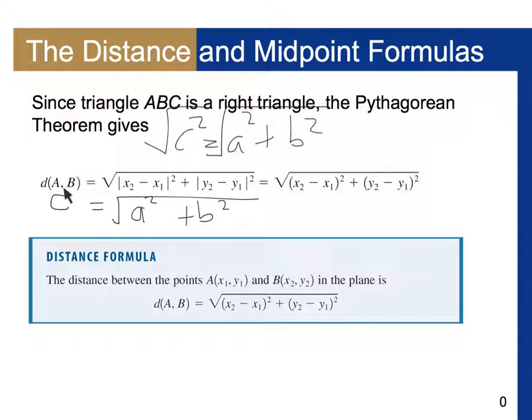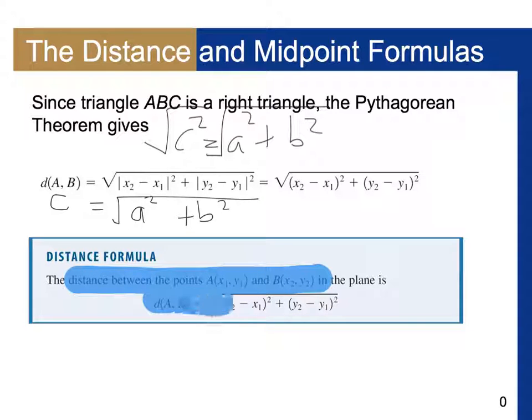Okay, so the distance is just the square root of (x2 minus x1) squared plus (y2 minus y1) squared. That's how we get our distance formula. So we can say the distance between 2 points is the square root of (x2 minus x1) squared plus (y2 minus y1) squared. And we don't need to use the absolute value here because we're squaring it.